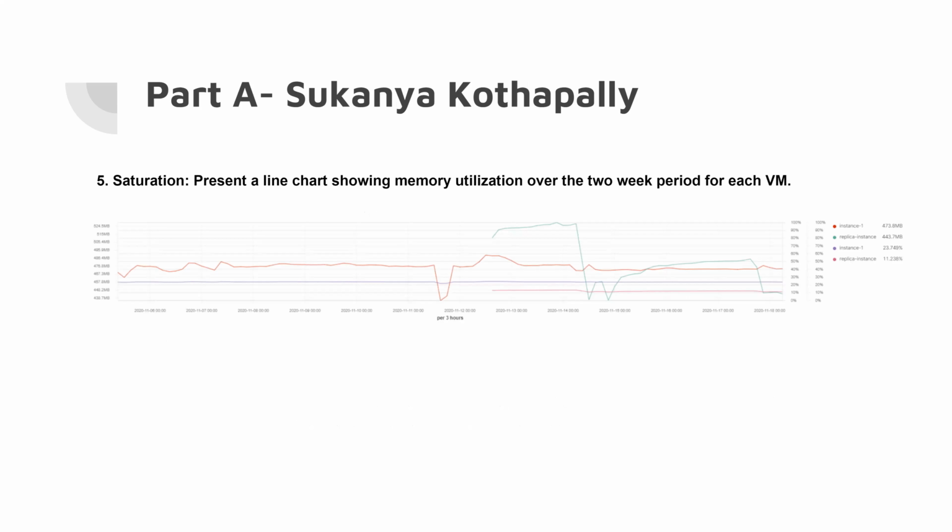Coming to the memory utilization between both the instances, the instance one was able to handle a good amount of memory, but when the replica instance came into the picture, the replica instance took over it. Later, after a few weeks, the main instance came back again, and that was the reason the main instance was able to serve more requests than the replica one. And next slide.